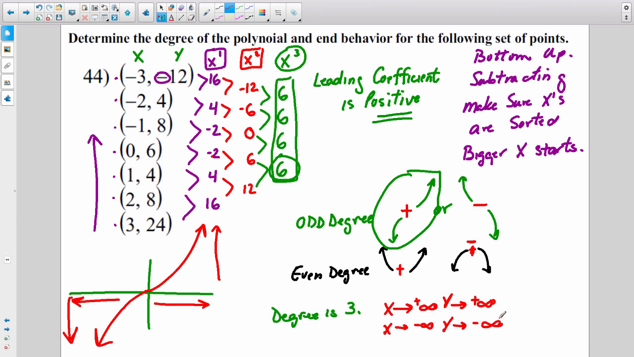Pretty cool. Just remember a couple things, okay? Bottom up. My apologies to, I believe it was third period, that I went top down. I'm very sorry. And make sure your x's are in order. Start with the bigger x. And whenever you get the matches, that's your degree.